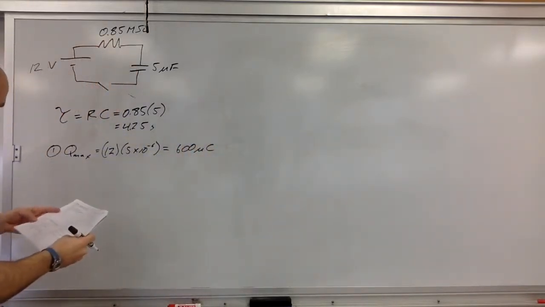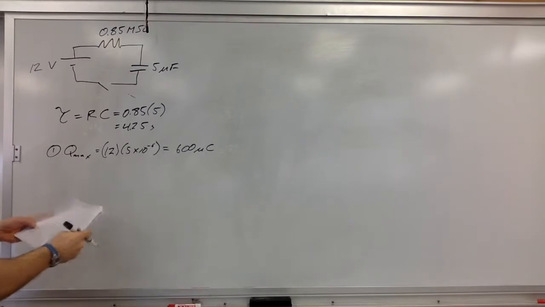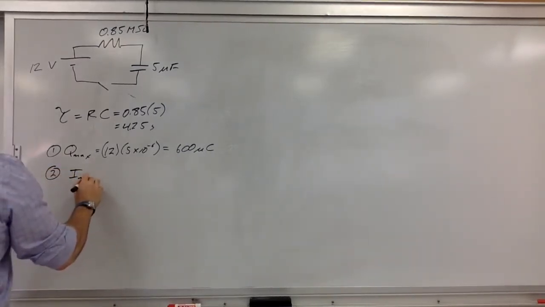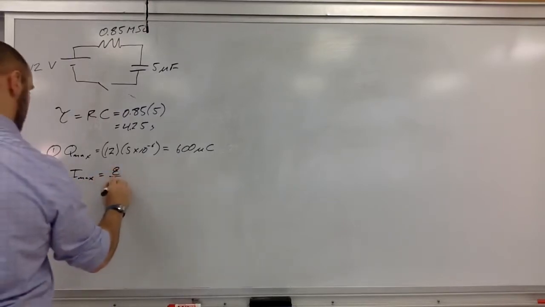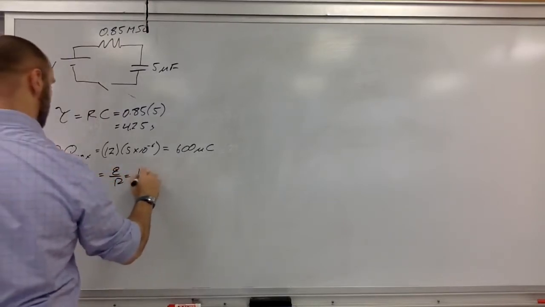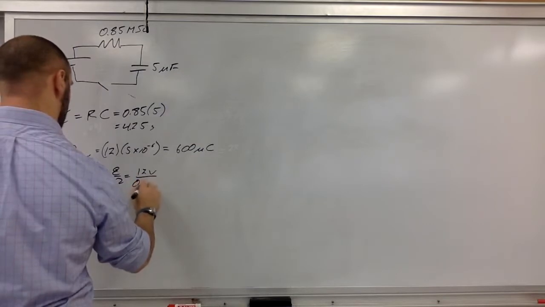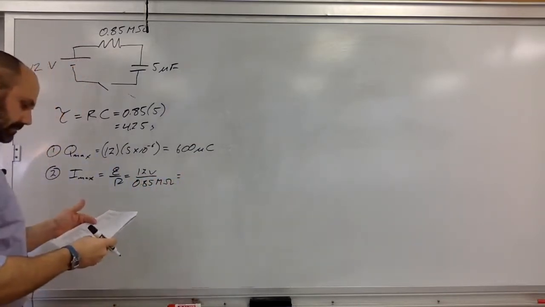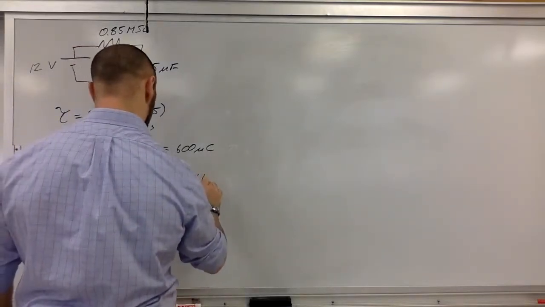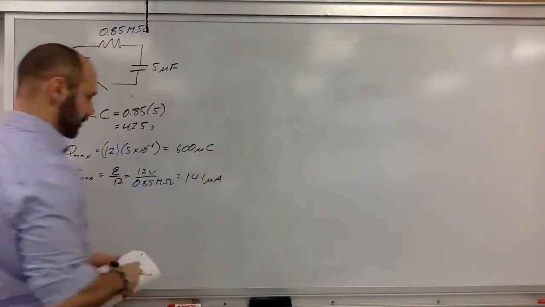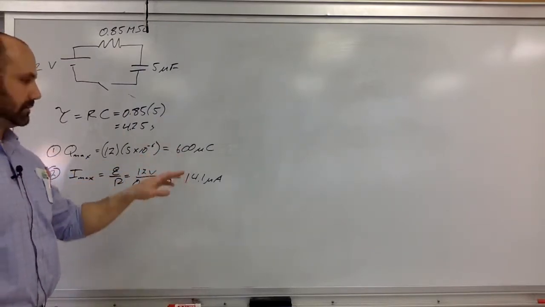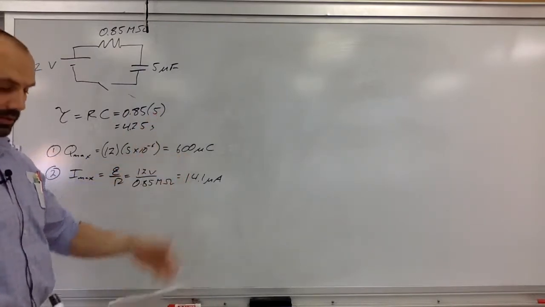And then also 2 now is the maximum current through the resistor. So 2, I max is going to be the EMF over the resistance. So that's 12 volts divided by 0.85 megaohms. And that'll be about 14.1 microamps. Right? Now this is good. We found these. These are going to be our coefficients in our equations, right?